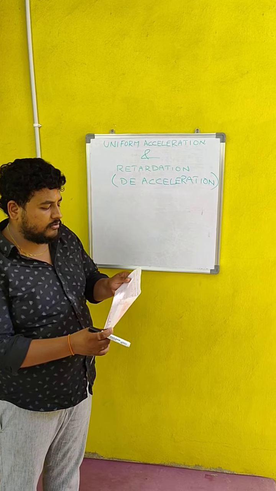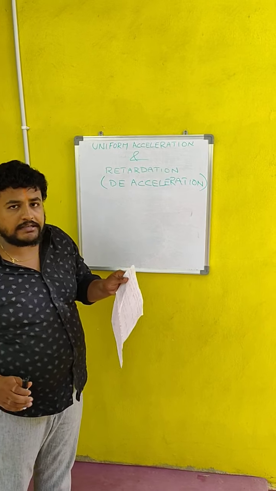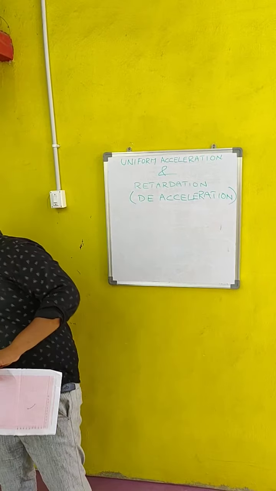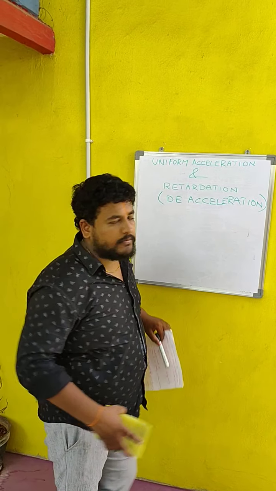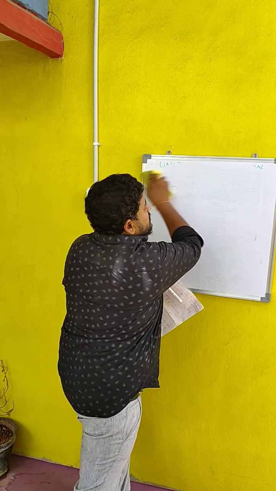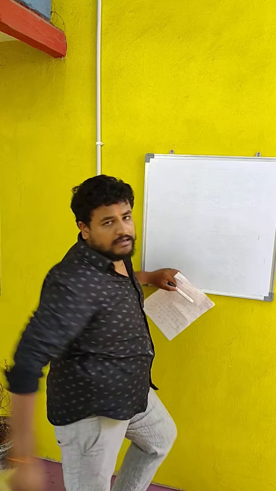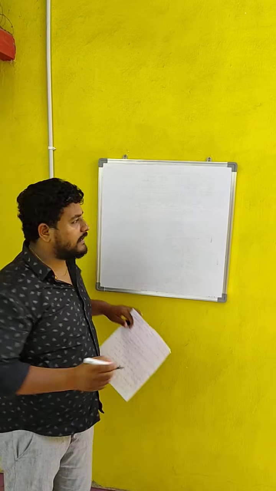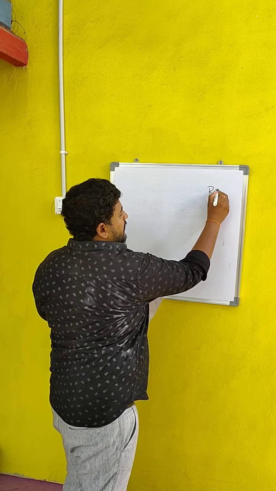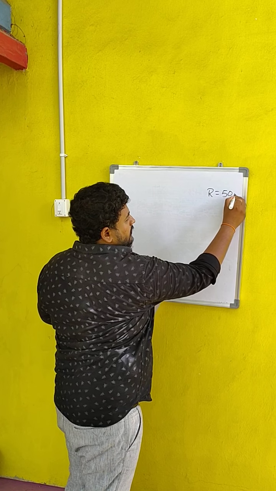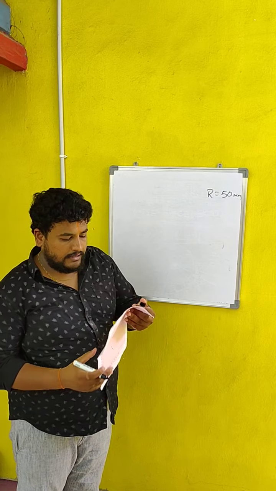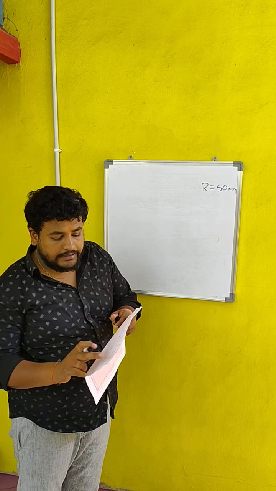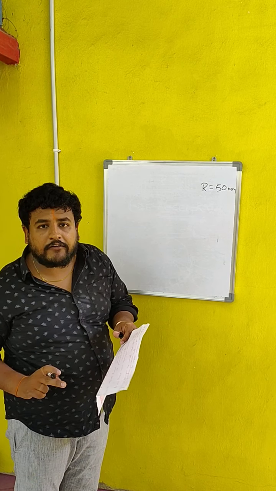Here, according to the question, a cam with minimum radius of 50 mm. That means the radius of the cam is given as 50 mm. The radius of the cam can sometimes also be called the base circle radius. Both are the same. Here the cam radius is given as 50 mm, rotating clockwise with uniform speed, is required to give a knife edge follower.